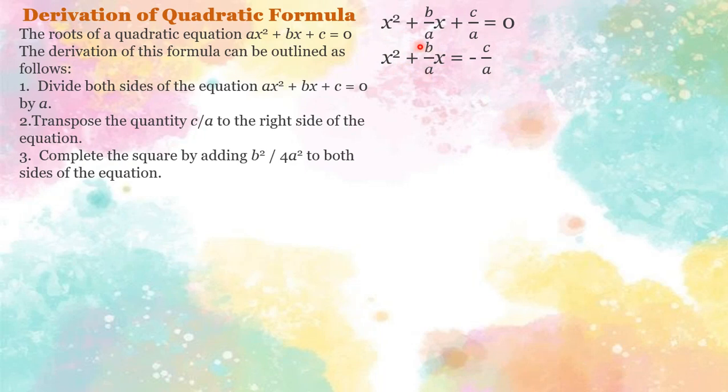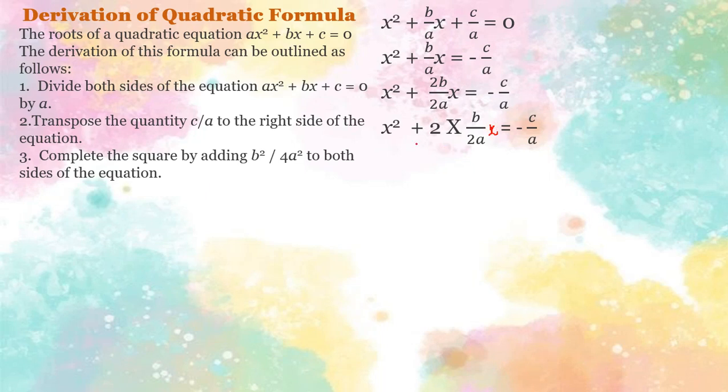By including 2 by 2, as we know that the identity for a plus b whole square is a square plus 2ab plus b square. So b upon a into x, here a is x and b upon a is the other term. In this term only we have to include 2 by 2, that means this term is multiplied by 2 by 2. So 2b upon 2a x equals minus c upon a. We can rewrite this as 2 into b upon 2a into x.